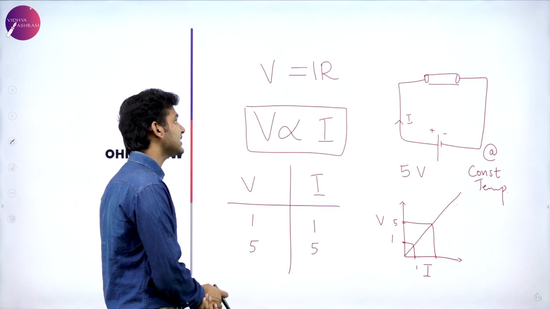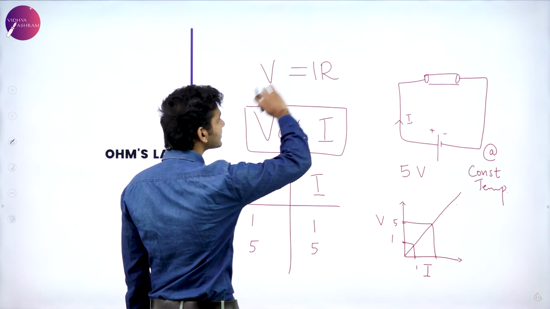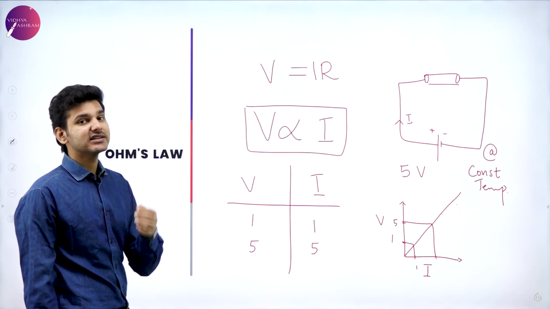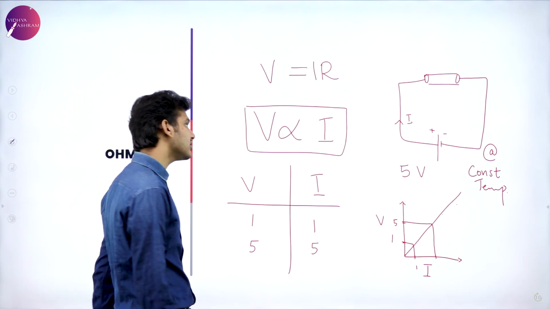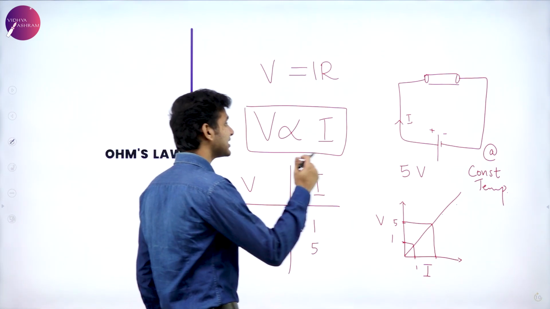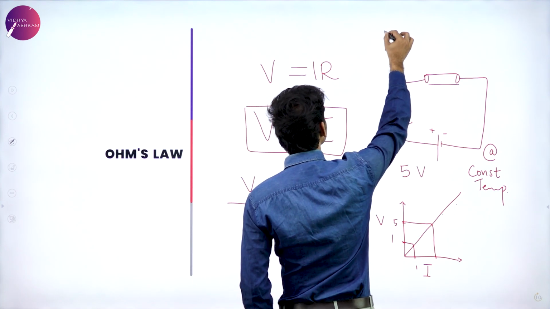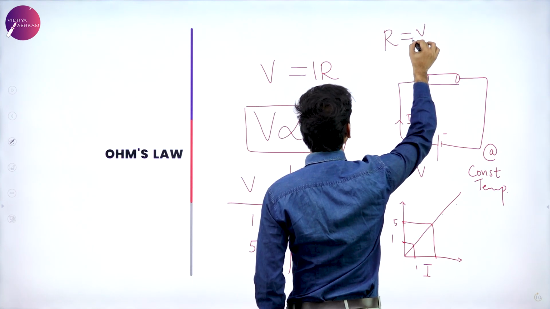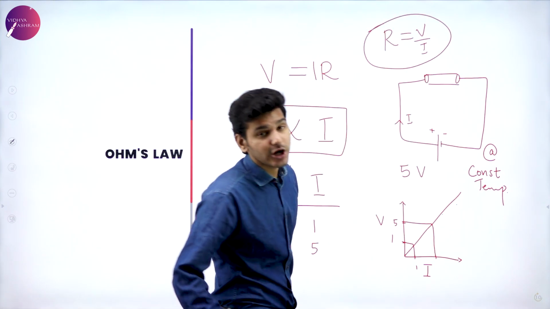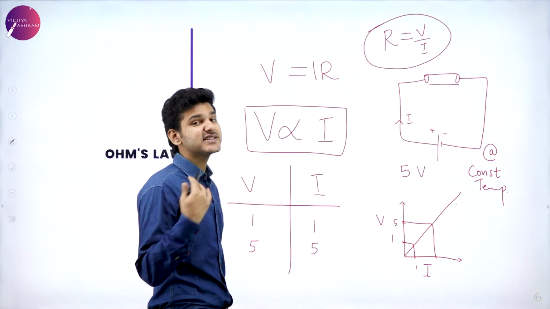And we can say that the proportionality constant introduced between I and V is known as R, that is resistance, and the unit of resistance is nothing but ohms. Or we can just say that mathematically R is equal to V by I. So this is just a mathematical relation. Don't take into account the physical significance.